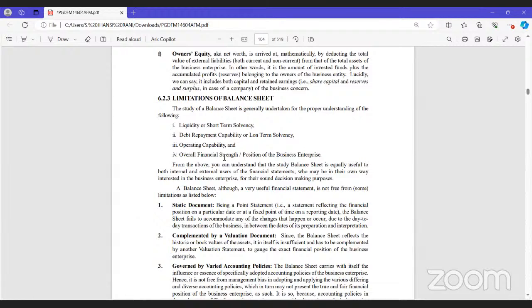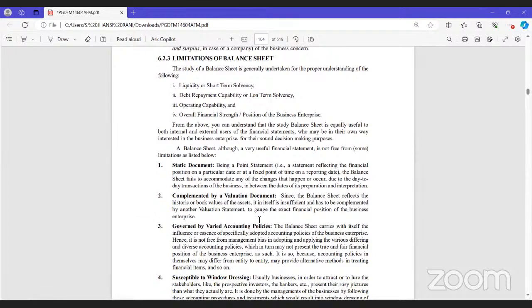Its limitations are that it is a static document, meaning it is only on that particular date that we are taking, and we are not able to write anything after and before the transactions take place. So it is prepared only between those dates. If any changes take place after that, they are not noted or reported in the balance sheet, or not viewed. Next comes complemented by a valuation document.